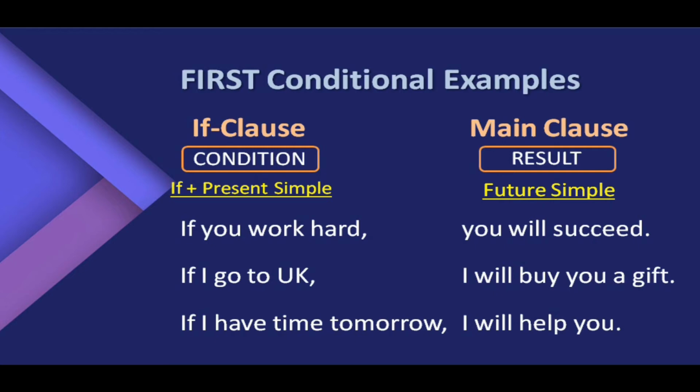Let's see the third example. If I have time tomorrow, I will help you. Here the condition is that if I have time, then I will help you. So the complete sentence, if I have time tomorrow, I will help you. The condition is for timing and after getting time, I will help you. These sentences all express a real or very probable situation in the future. It refers to things that will possibly happen in the future if the condition is met.